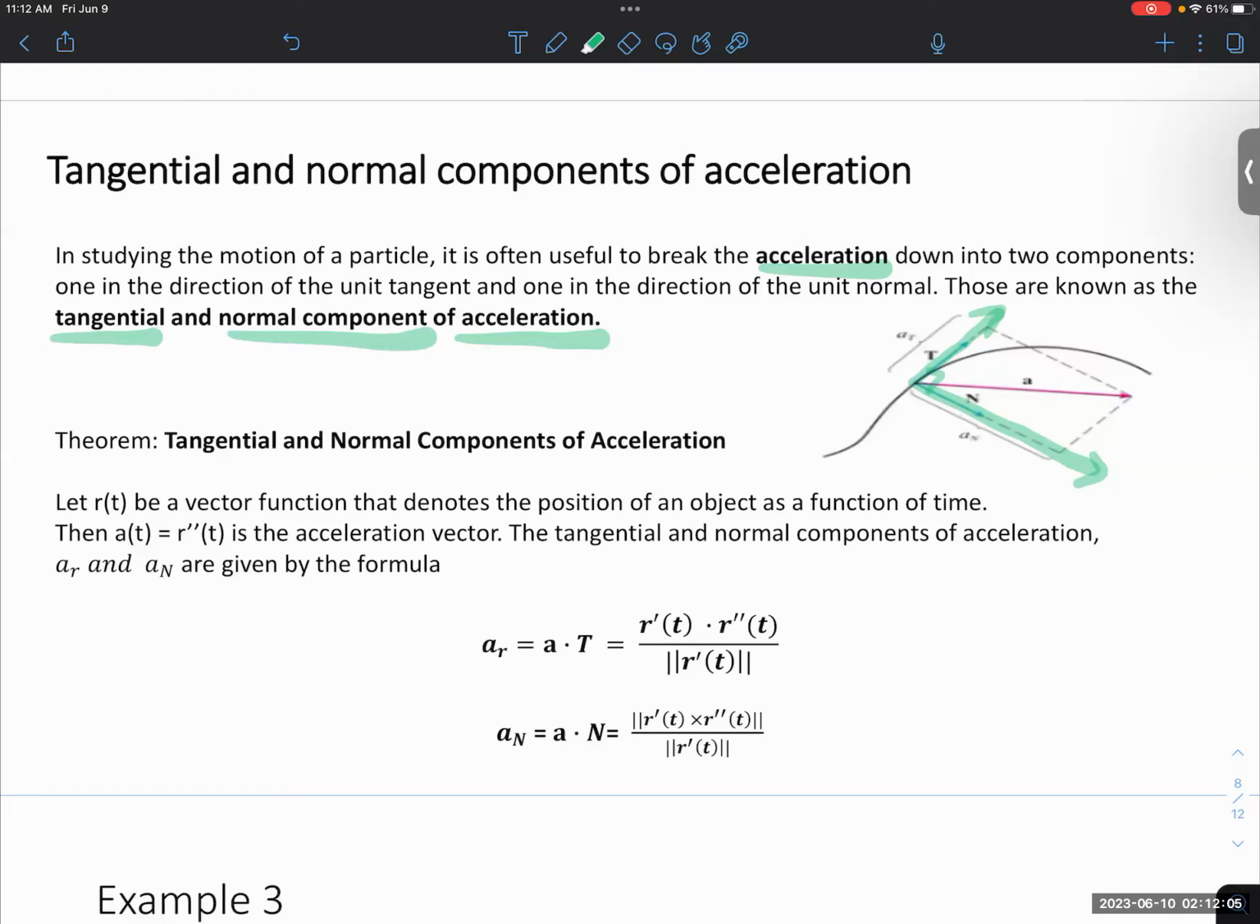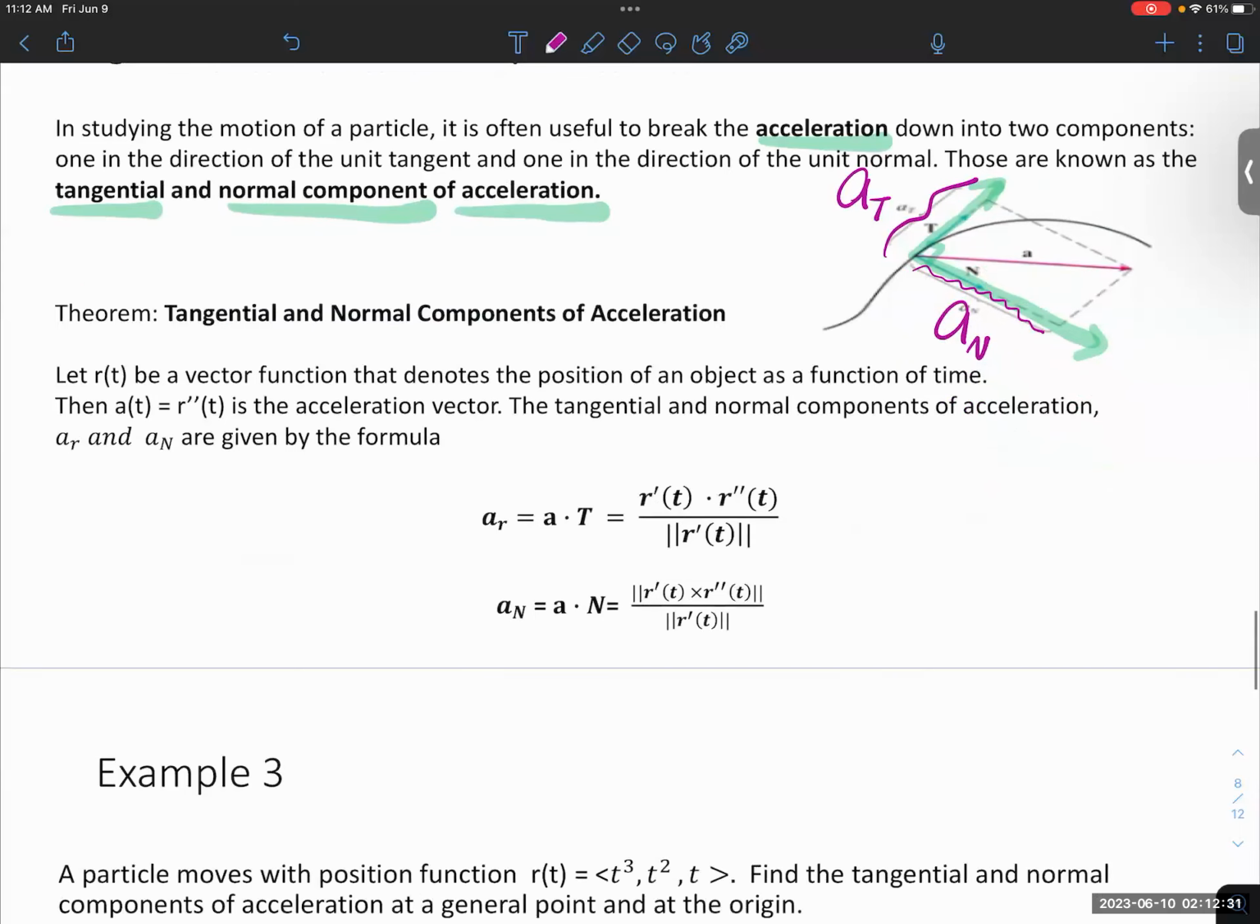This is another way to find the acceleration along the tangent line and the acceleration along the normal line. We call this AT. So if you have acceleration based on the tangent line, we have AT. Acceleration based on the normal, we call AN. So this is the tangential acceleration and normal acceleration.